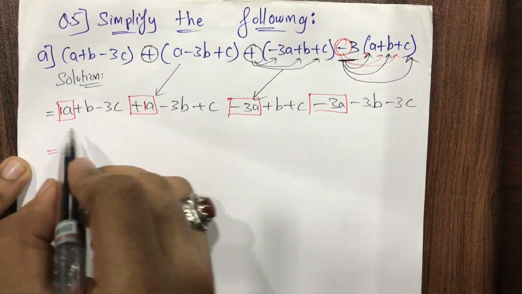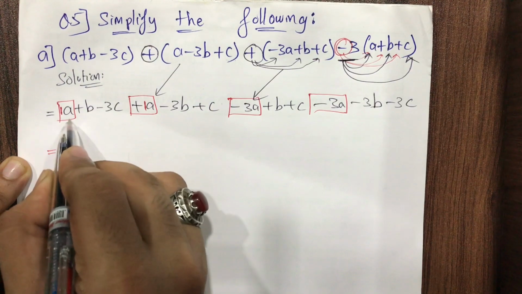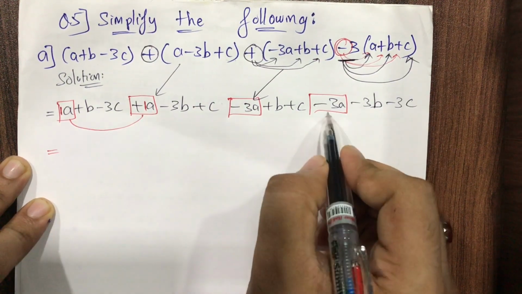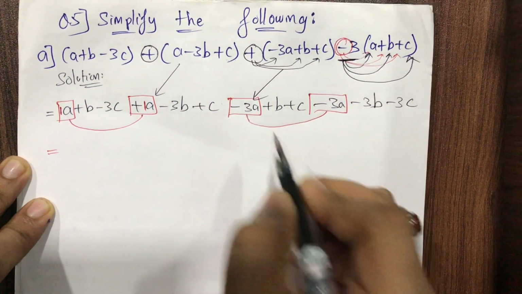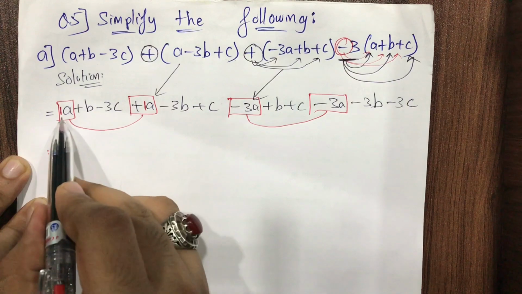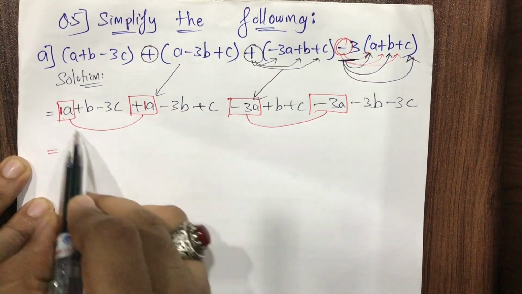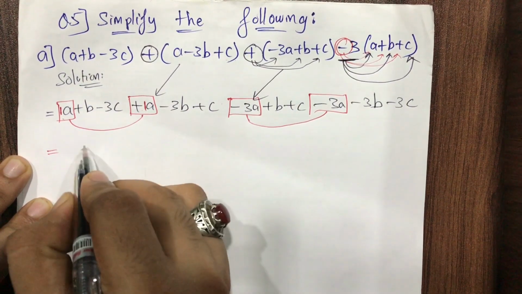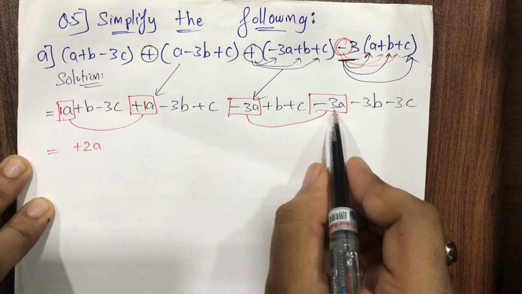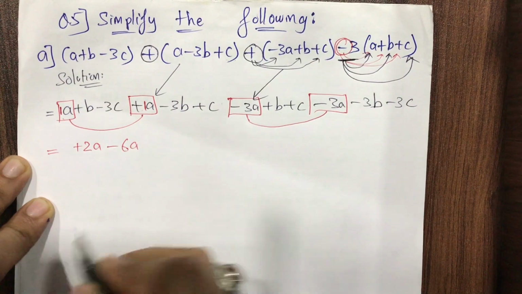Okay, students, so can I say plus 1a plus 1a? Plus 1a plus 1a becomes plus 2a, right? Okay, and minus 3a and minus 3a becomes how much? It becomes minus 6a. I repeat again, plus 1a and plus 1a, how much does it become? It becomes plus 2a. And minus 3a and minus 3a becomes minus 6a, right?